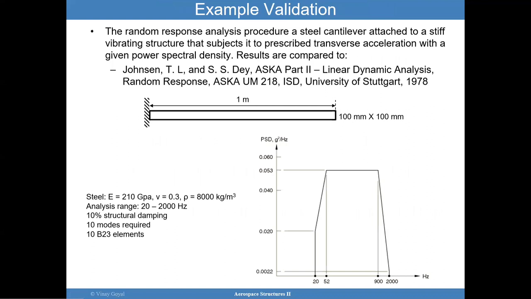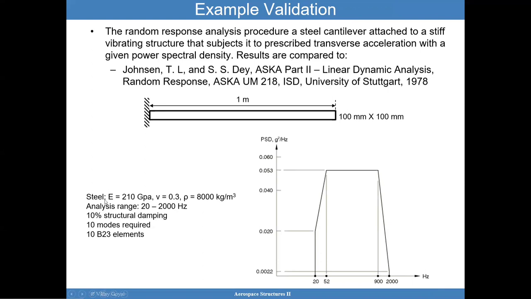So here's an example of a validation case using finite elements. The random vibration analysis procedure of a steel beam that's cantilevered and attached to a stiff vibrating structure is going to be studied now. And it's going to be subjected to this transverse acceleration with this power spectral density provided here. Again, G squared per hertz is the units, and on the x-axis, we have the frequency. And so this PSD input is provided, and the results are then compared with this paper.